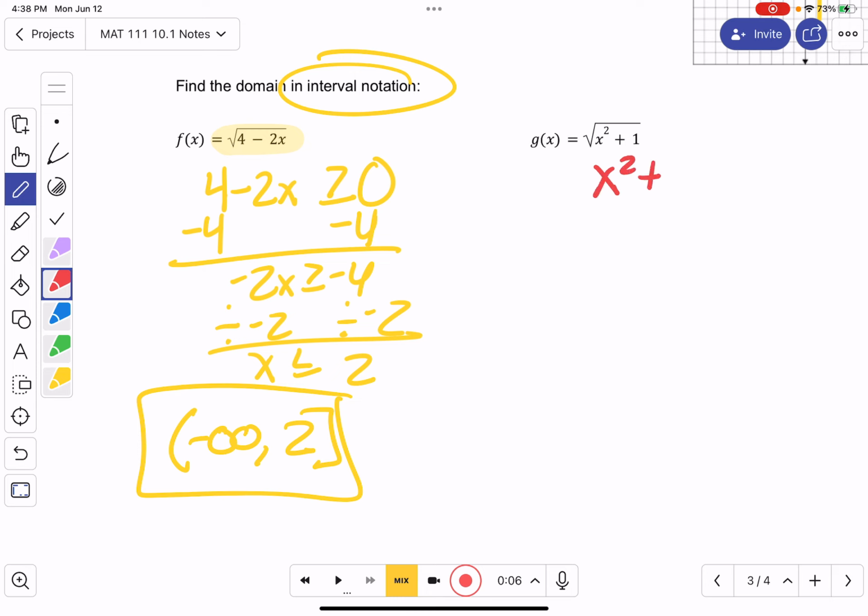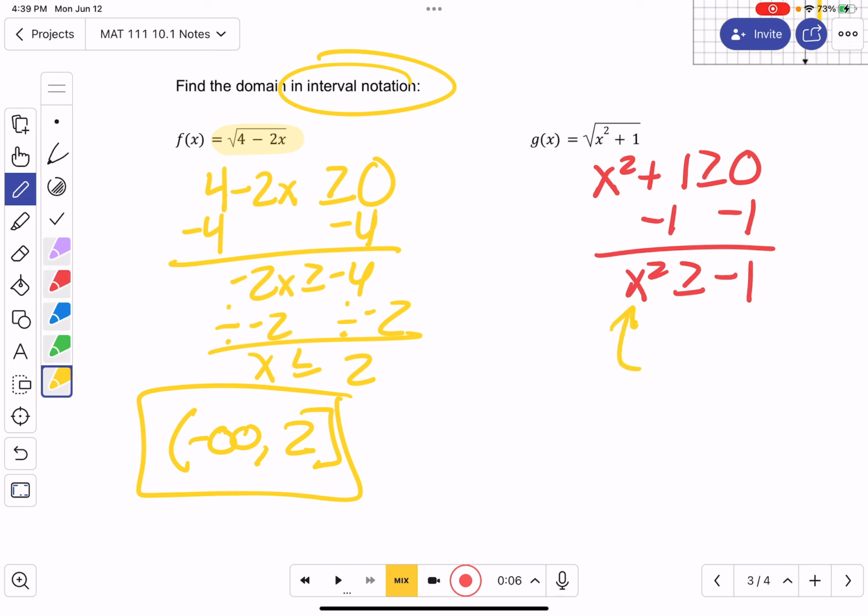This one over here, we would say x plus 1 is greater than or equal to 0. Subtract 1 from both sides. And here, squares are always positive. When you multiply two things together, you don't get negative. So any number is going to work. It has infinitely many solutions, or goes from negative infinity to infinity.